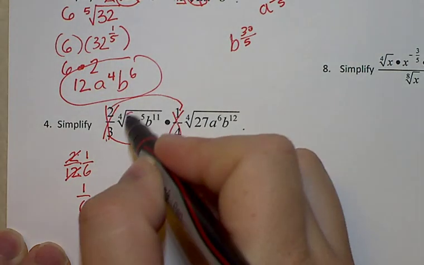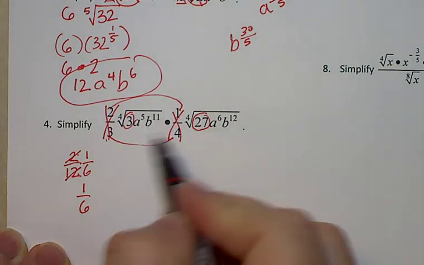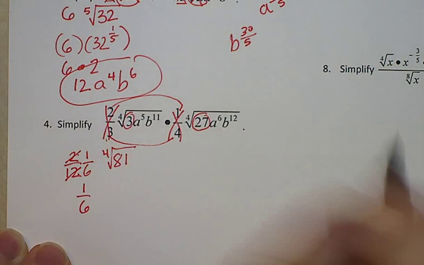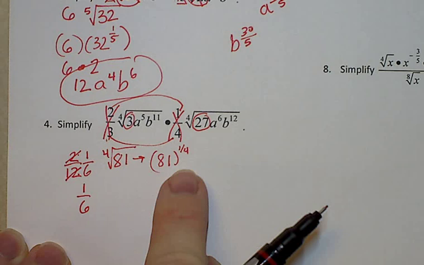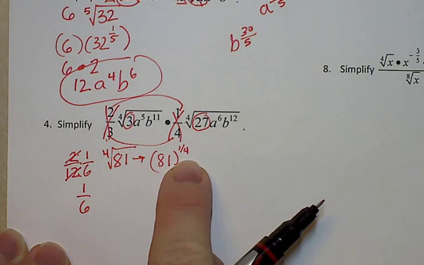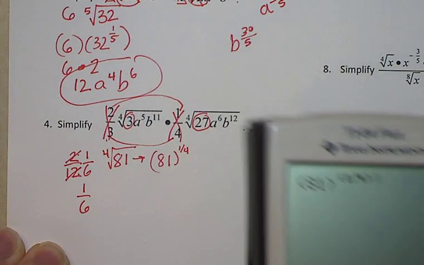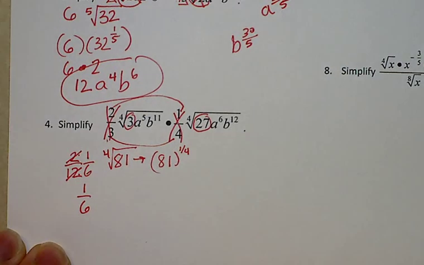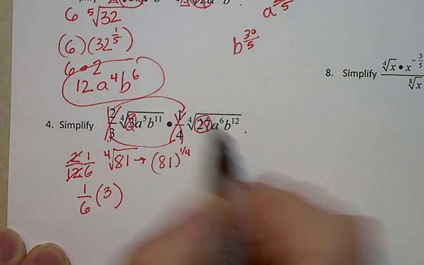Now, 3 times 27 is 81, but I have to apply this 4th root. Remember, another way to write that is 81 to the 1/4 power. You can refer to the chart from Monday to find the answer, or you can use your calculator. 81 raised to the 1/4 power, in parentheses is the key, gives you an answer of 3. So I've taken care of the coefficients inside and the fractions on the outside.